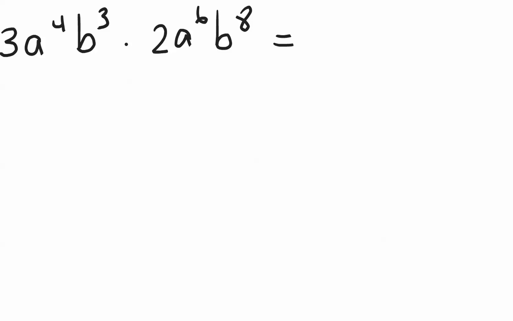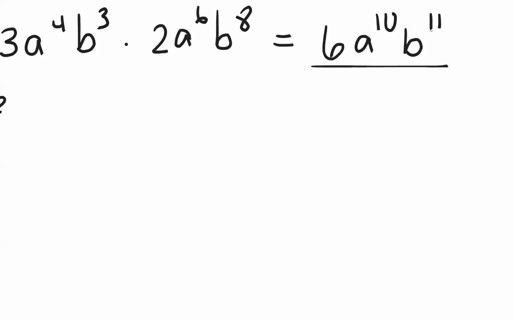Couple of other examples. You might see something like this: 3a to the 4th, b to the 3rd, times 2a to the 6th, b to the 8th. You're going to multiply the numbers. 3 times 2 gives you 6. Add the powers because you're multiplying them. Make sure you're only adding the ones for a and the ones for b. A to the 4th, a to the 6th, 6 plus 4, 10. B to the 3rd, b to the 8th, 3 plus 8 gives us 11. 6a to the 10th, b to the 11th.